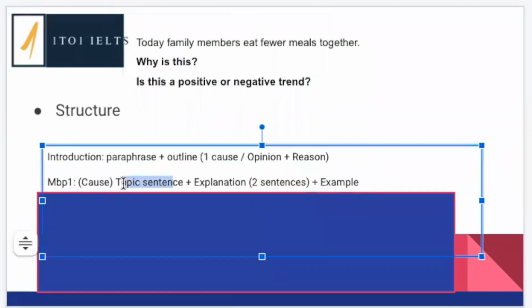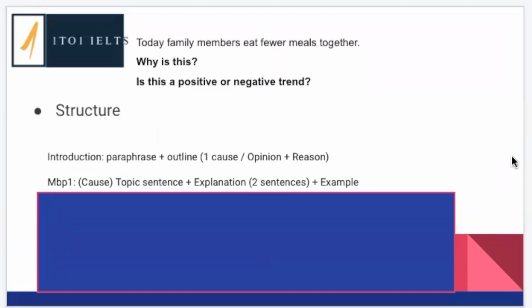We have a topic sentence. This introduces the cause. We've got the explanation. Anytime you write a topic sentence, there has to be an explanation. Don't try and combine the two into one sentence. These need to be separate. We're going to write 2 sentences of explanation. Can anyone in the chat tell me why we're writing 2 sentences? Mary says, to fully develop.